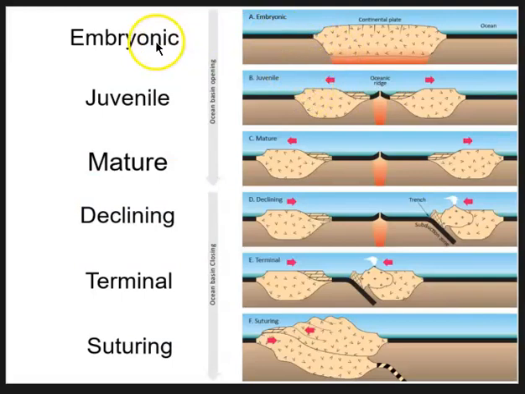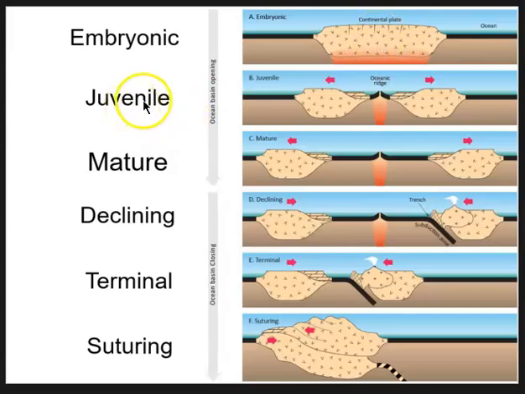So the first stage is the embryonic stage, and in the embryonic stage, the main motion is uplift. So you can see here that basically new crust is going to form, but first the magma that is pushing from the mantle onto the lithosphere is going to cause uplift on the lithospheric plate above it.